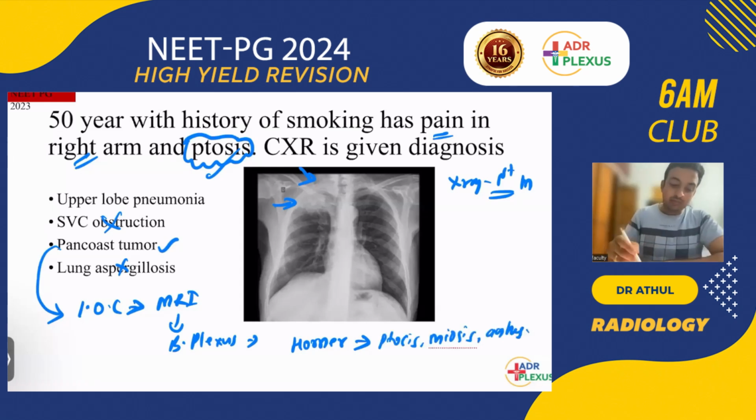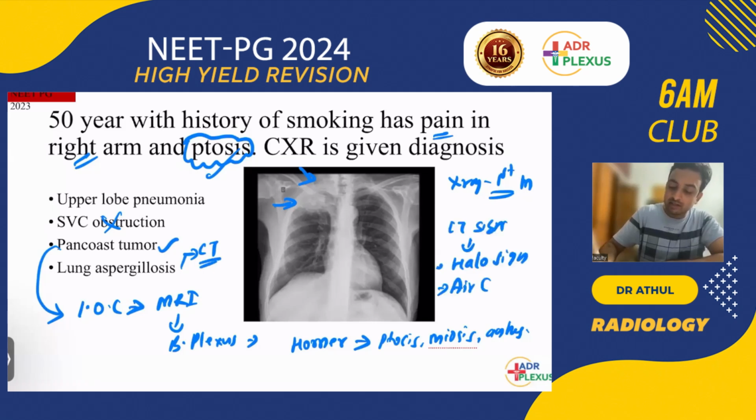And now coming to aspergillosis, what are the CT signs of aspergillosis? Any idea? Actually, there is a sign called the halo sign and the air crescent sign. Yeah, excellent. Air crescent sign. So these are the two signs of aspergillosis.